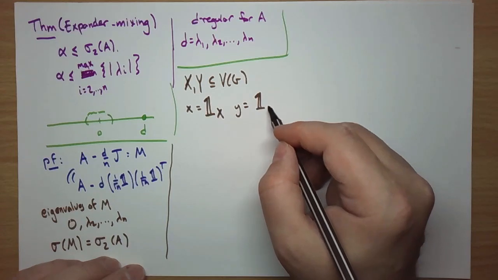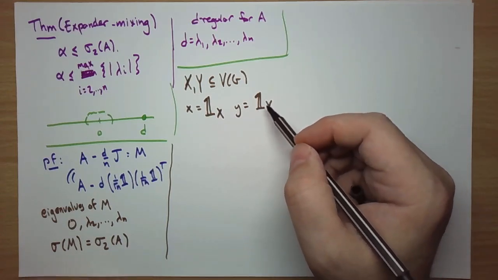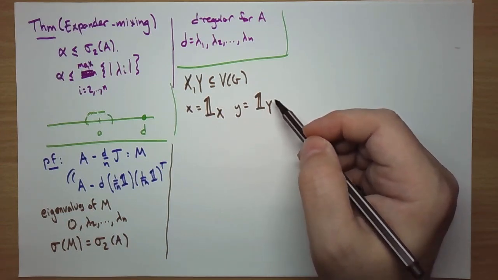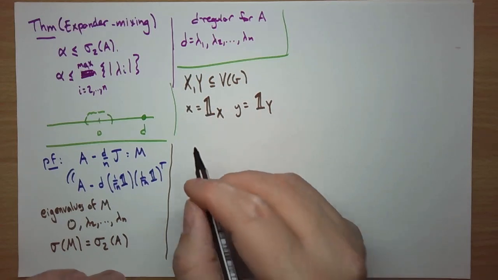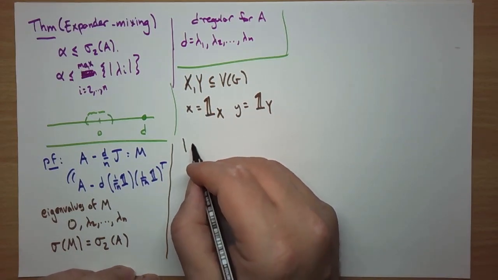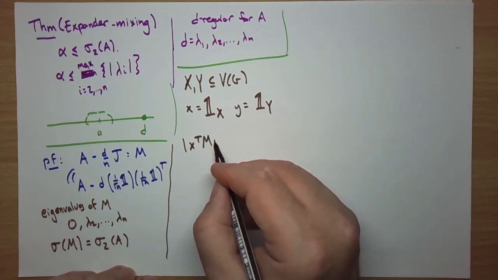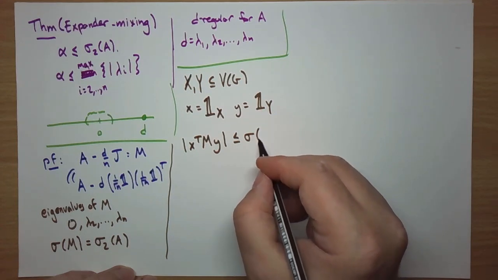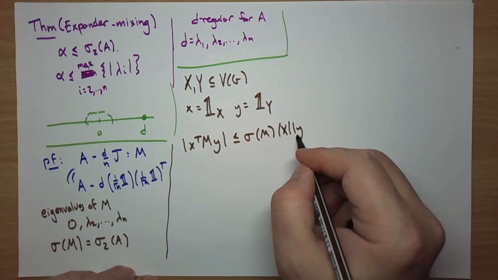Y is, again, a vector, an indicator function of y. That says we're 0 if we're not in the set y, 1 if we are in the set y. Okay, well, this might be looking really familiar. And now we're going to ask, what is x transpose my? And we're going to say that's less than or equal to sigma of m, size of the vector x, size of the vector y.